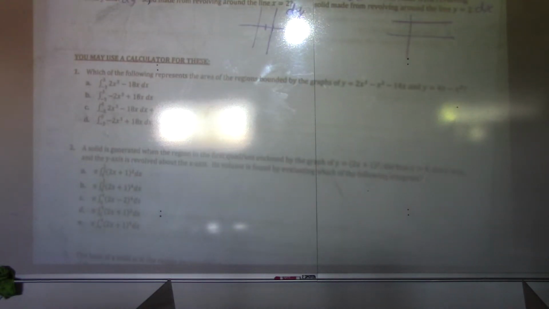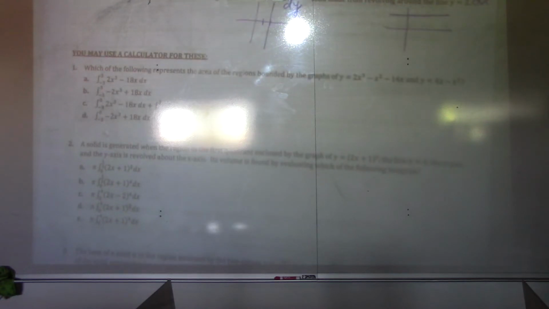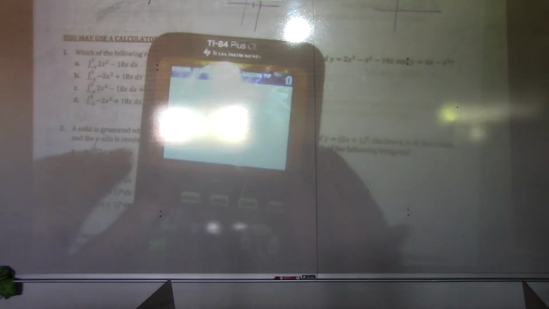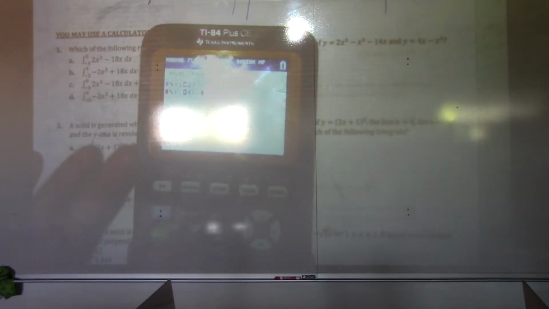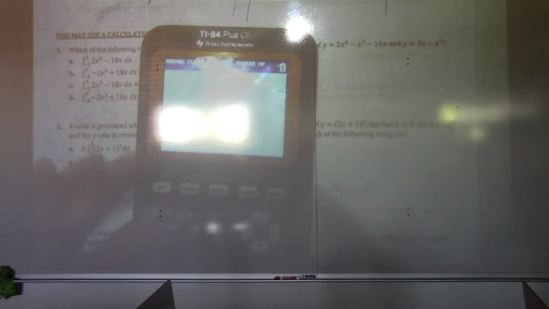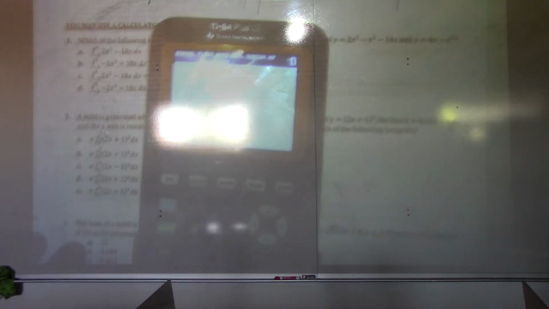Here, we're allowed to use our calculator. So first, I want to know the area of the regions bounded by those two graphs. So I'm going to enter 2x cubed minus x squared minus 14x. This one is 4x minus x squared. Graph them. Oh, that's weird.